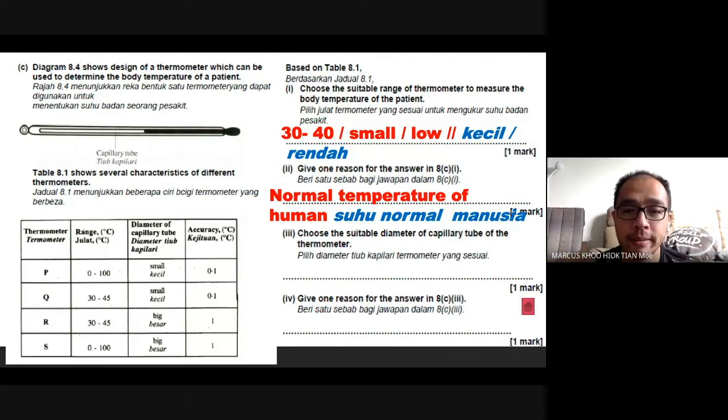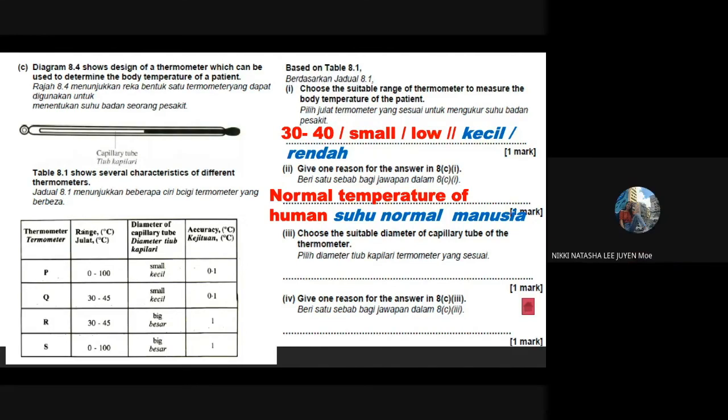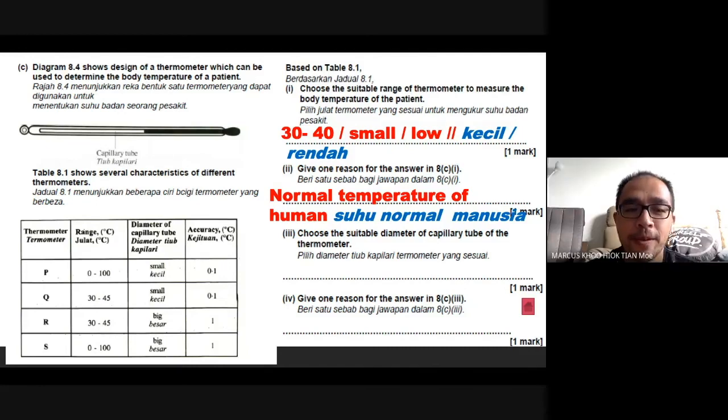The normal body temperature. 36 to 37, like that. Okay, 36 to 37. Yeah. So this is something that especially in chemistry and bio, you will always know. Body temperature must always be hotter than room temperature. Room temperature is 27. Body temperature is 37.